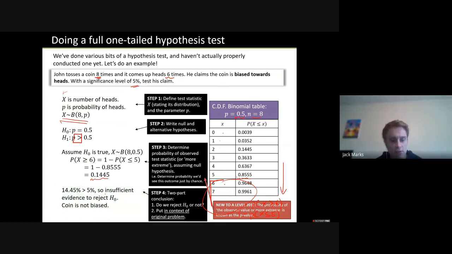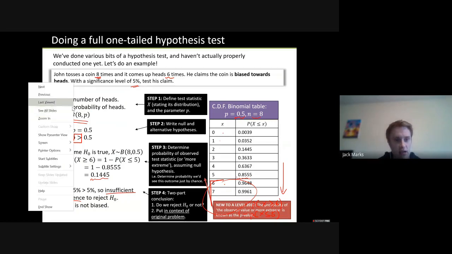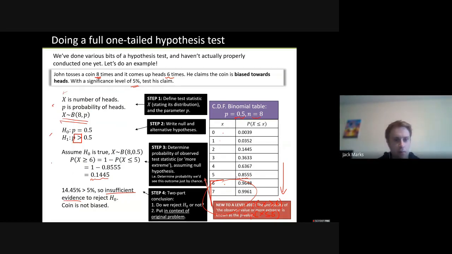What we do then is we normally use this phrase: insufficient evidence. So there's insufficient evidence to reject the null hypothesis. Okay, in other words, we don't have enough evidence to say that the coin is biased. But these here are the steps that you want to follow. This is the format we want to follow. And I know it seems like all the hard work is being done in part 3, but actually each part here is valid and important as well. Okay?